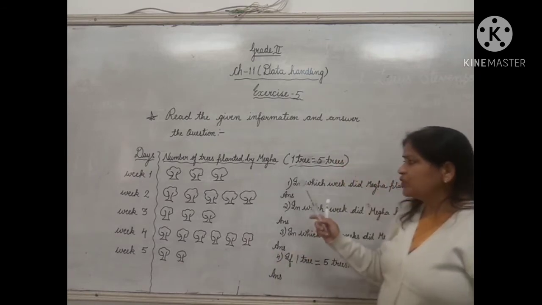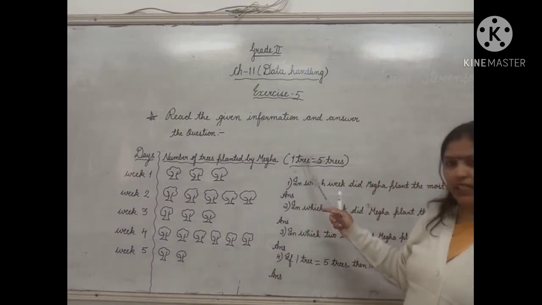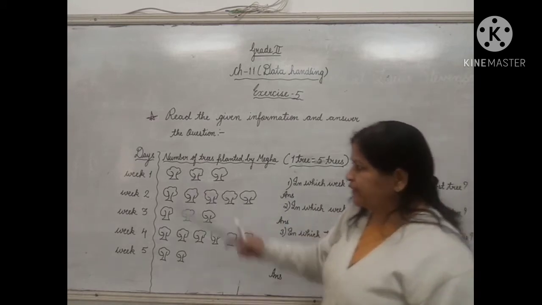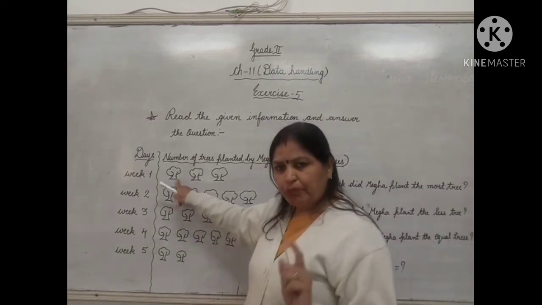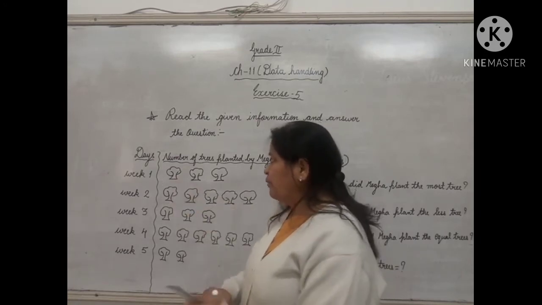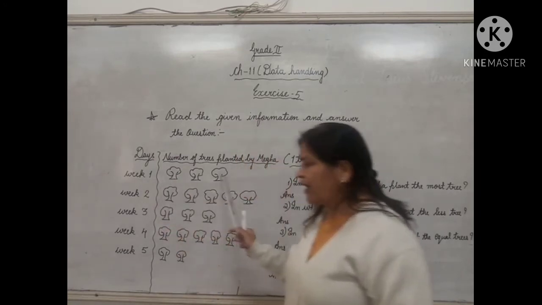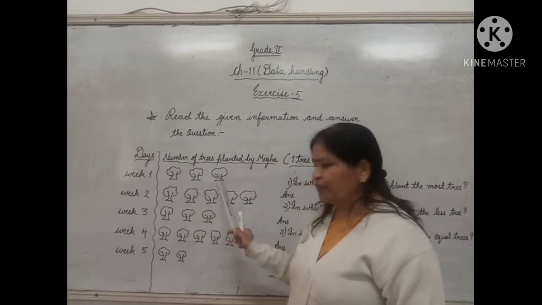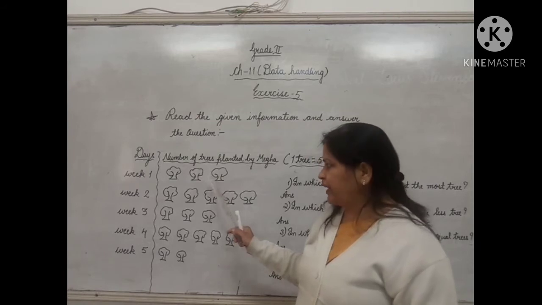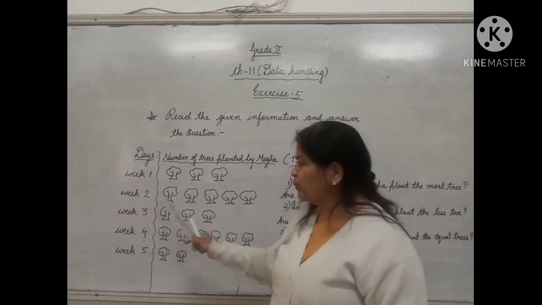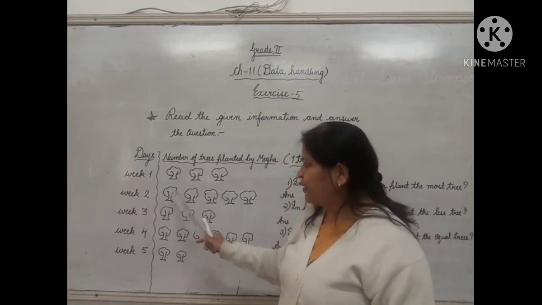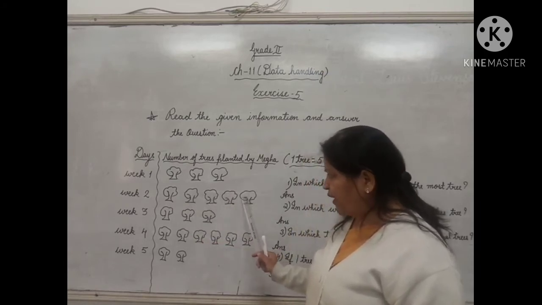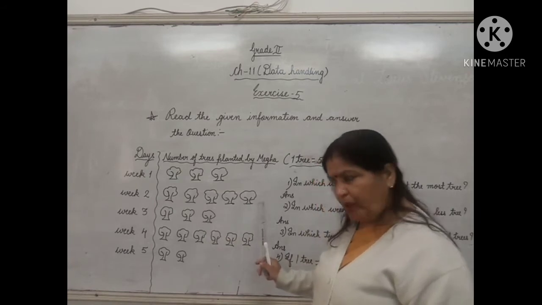Now children, as you see it is written, 1 tree is equal to 5 trees. Okay? Means this 1 tree is equal to 5 trees. Means in week 1, total number of trees are 5 plus 5 plus 5. How many? 15. In week 2, number of trees 5 plus 5 plus 5 plus 5 plus 5. So, how many trees? 25.